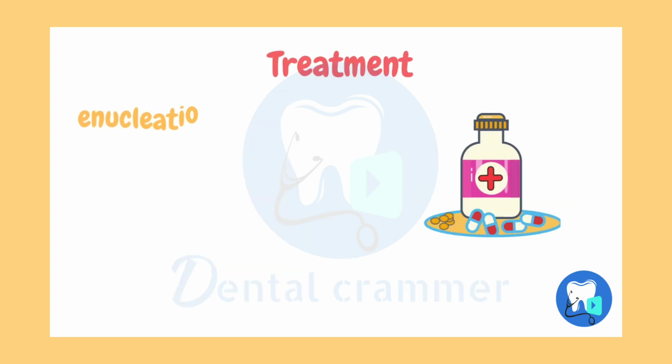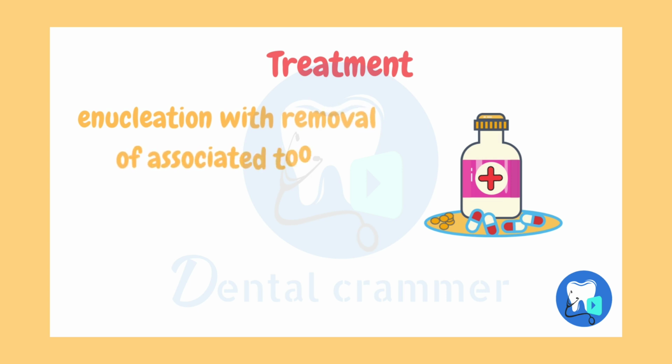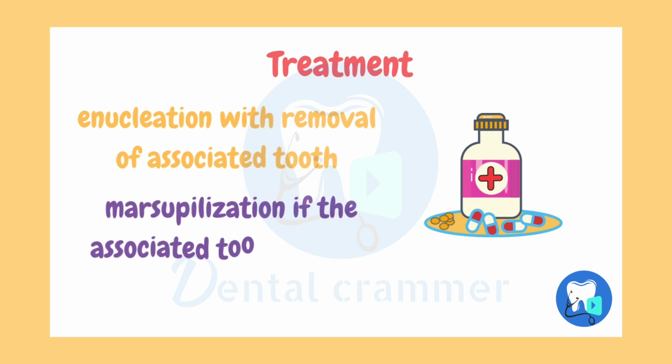The treatment of the tooth having the dentigerous cyst is enucleation with the removal of the associated tooth. However, marsupialization can be done if the associated tooth is to be retained.